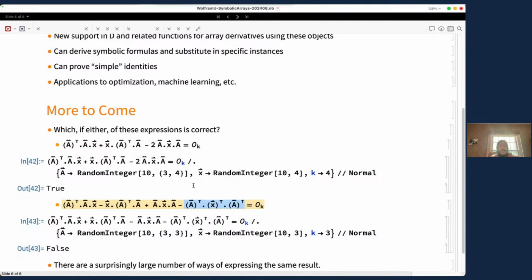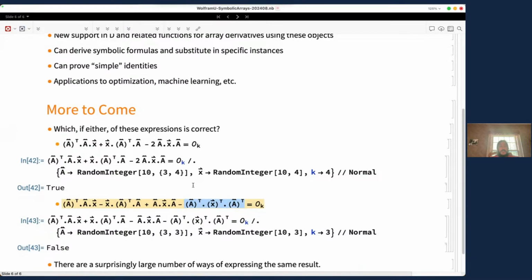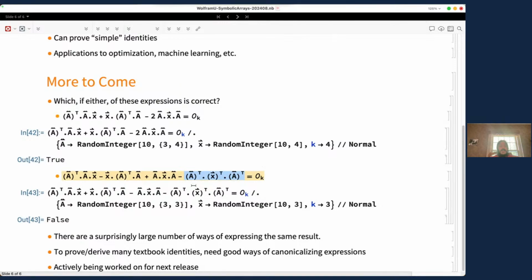So what's the point of this example? Well, there are a lot of ways to express a single expression, and that means proving or deriving things that look like traditional textbook derivations is really hard. You need a good way to canonicalize these expressions, and that's something that is actively being worked on. In fact, in this morning's development build, we should be able to prove that these formulas are either true or false. Unfortunately, I didn't have a chance to test that and incorporate it into my talk before it started. But that's something to look forward to in our next release.